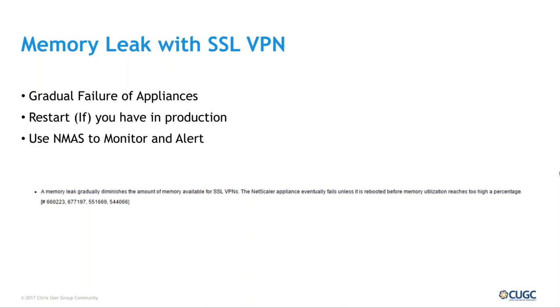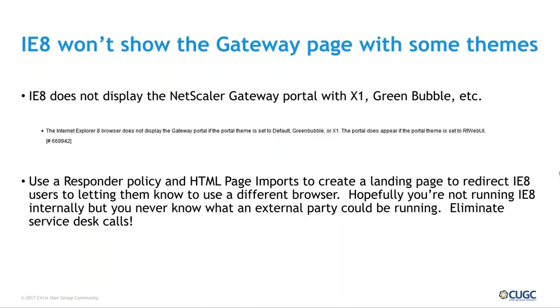So obviously, if you're running 12.0 in production or in a critical place, you need to be able to monitor the memory utilization on the NetScaler appliance until this is patched. You could use NMAS to monitor that and initiate a failover to an HA partner and then restart. It's worth being aware that if you do see the memory creeping up on your 12.0 NetScalers and you've got a lot of SSL VPN connections going through it, then it's worth keeping an eye out for this one.